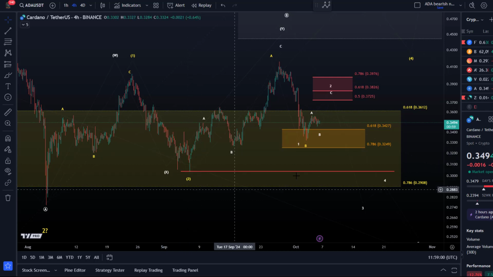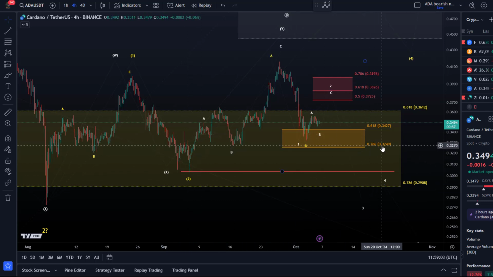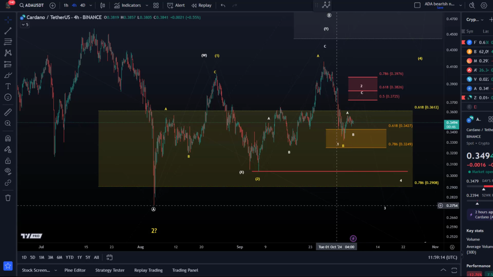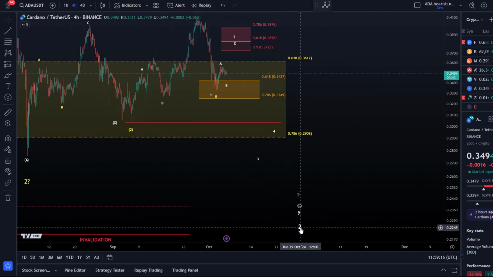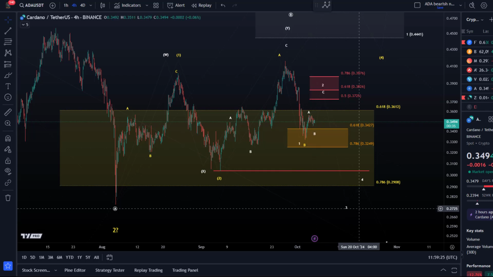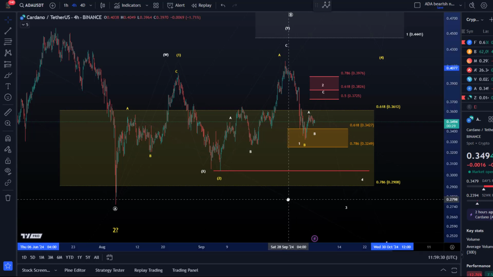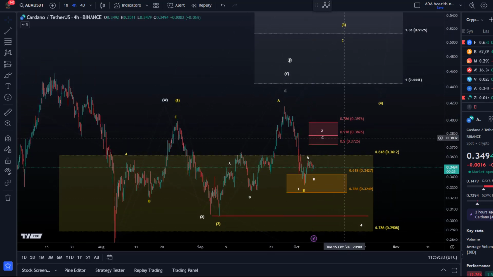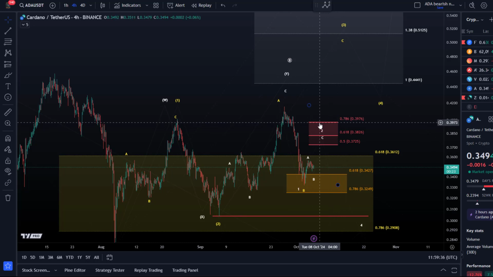Again, that's the formal invalidation point, but if we break below the 78.6 retracement at 32.5 cents, that would already indicate that the yellow count will most likely be invalidated, and that we're heading down more directly in this white structure. So for me, the key pivot to distinguish between the white and yellow scenarios is the 32.5 cent level to the downside. Any break below it will clearly favor the white, more bearish count more directly. And to the upside, the key pivot is the 39.7 cent level. Key resistance, any break above it would clearly favor the yellow count.